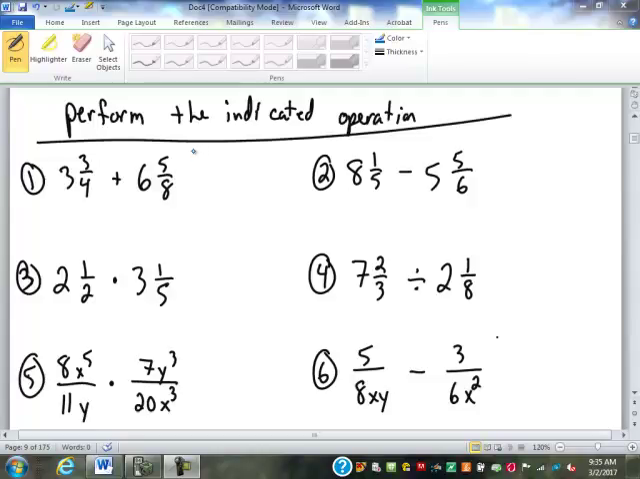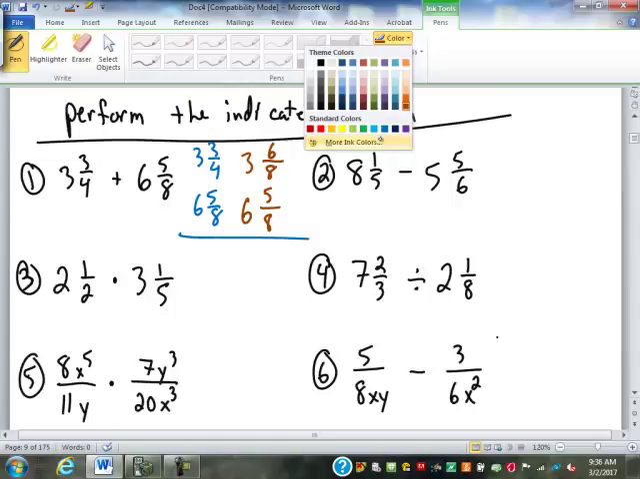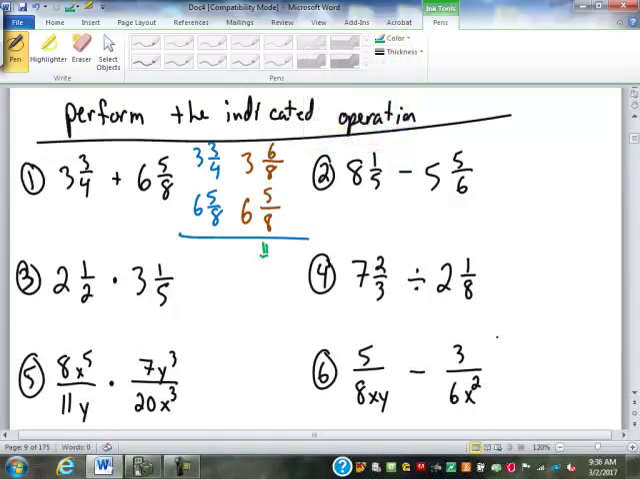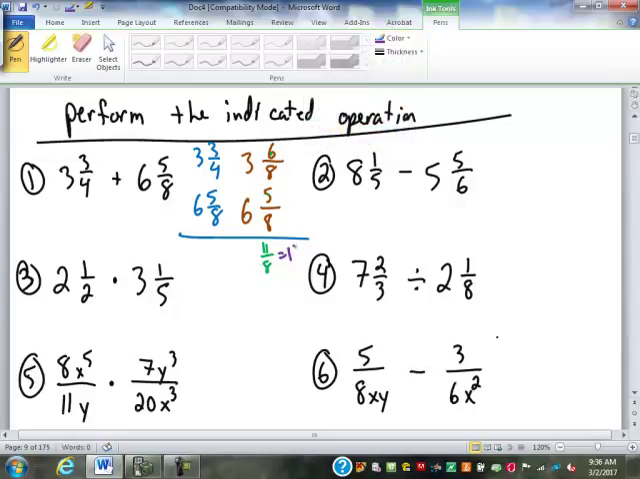So on this first one, 3 3/4 plus 6 5/8, we need a common denominator. And what is that common denominator going to be? Just eighths. So the 5/8 isn't going to change. 3/4 becomes how many eighths? 6. Good. So now we add 6 plus 5 is 11/8, which of course is improper. So that's 1 3/8. So we'll keep the 3/8 and carry the 1. 1 plus 3 is 4, plus 6 is 10. So that is 10 3/8 for number 1.